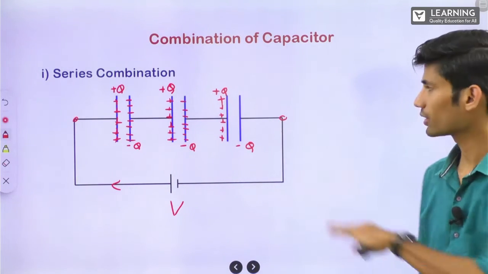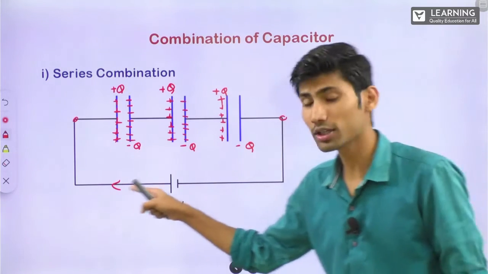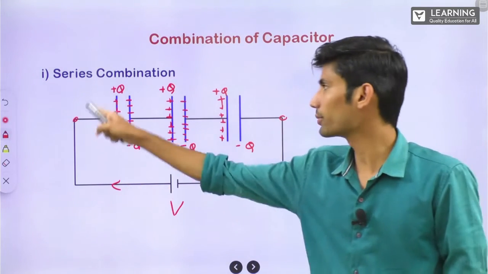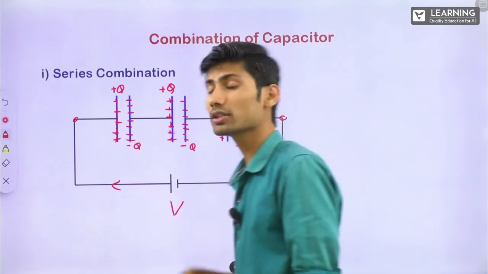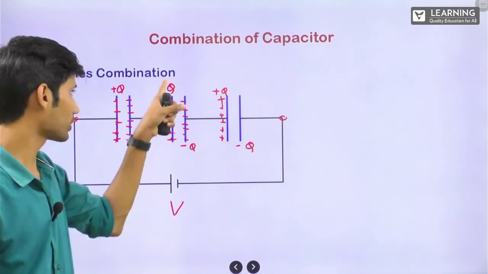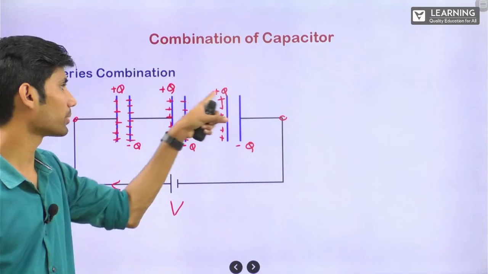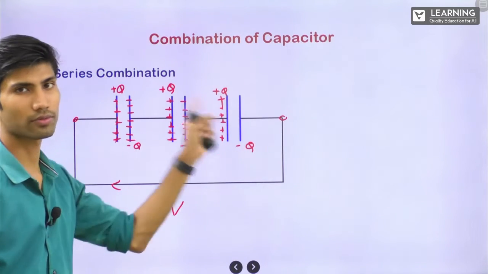Clear? I hope you got the charge distribution. Q charge was flowing from the battery. From here this Q came to this first plate, so minus Q came to the other plate. Then again plus Q came to this plate, minus Q here, then plus Q here, minus Q here. Q charges flowing through the circuit.